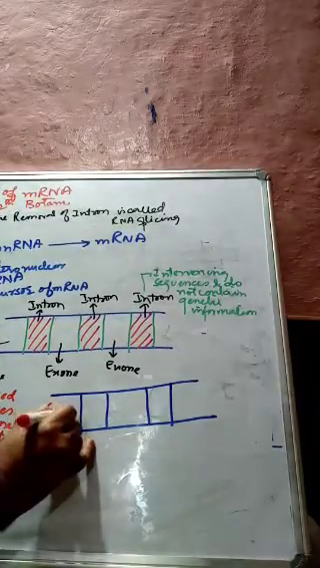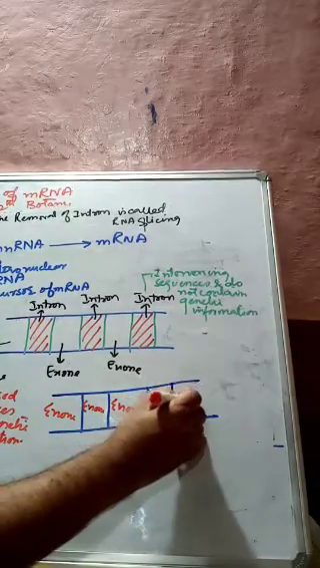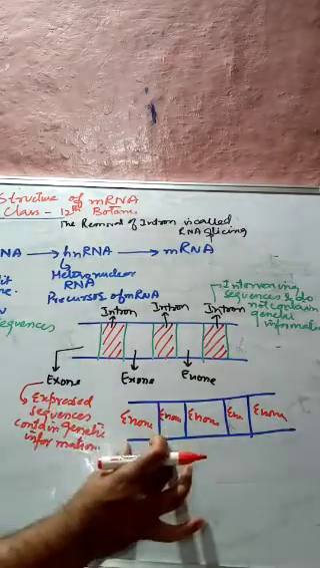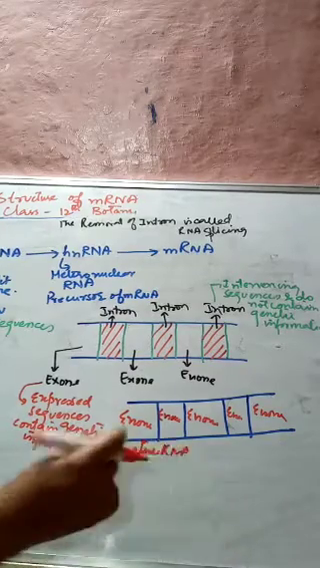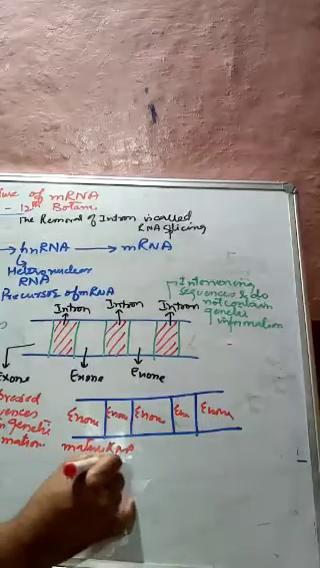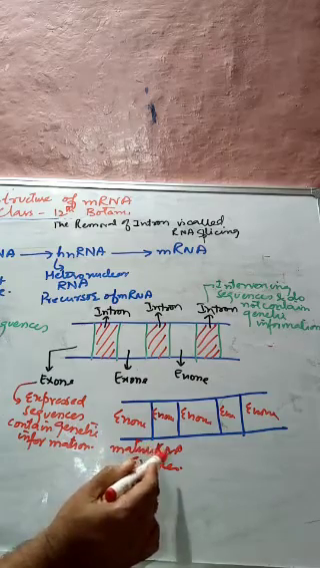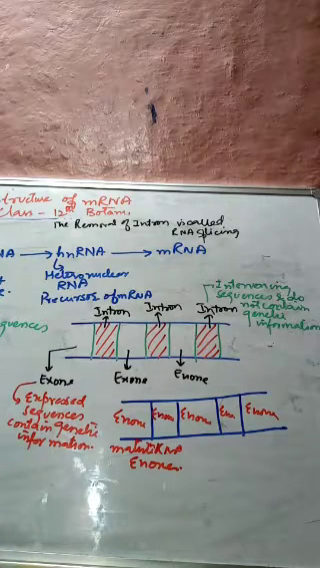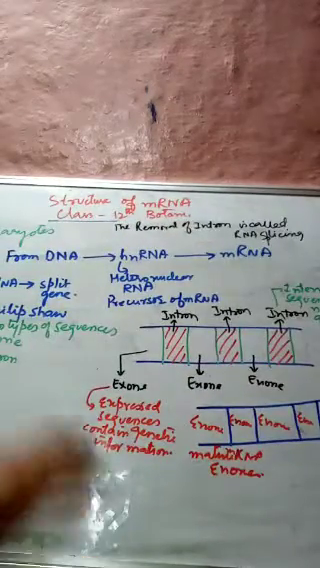This is exon, this is exon, this is exon, this is exon, and this is exon. Because now the mature mRNA consists of only exons. Only exons are found in it. No introns are found here. So this was all about the structure of mRNA.